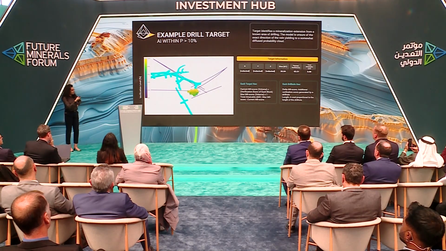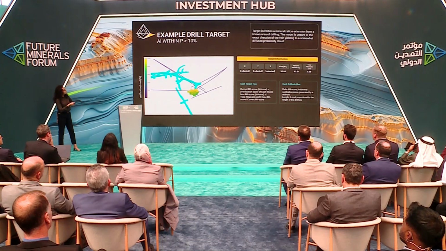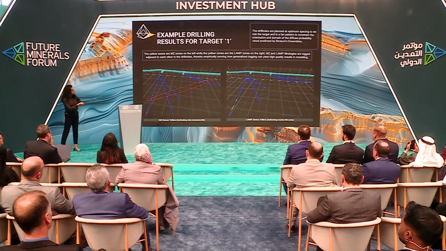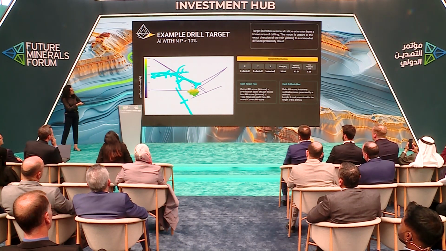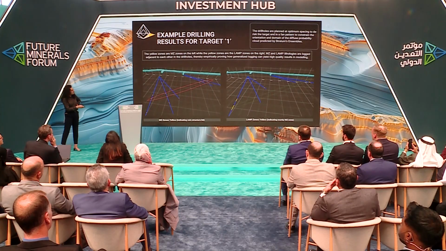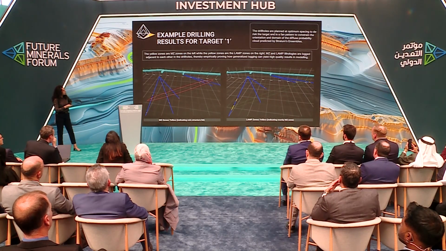So now let's actually look at some drilling that was done. You'll notice this is the before. This is an example drill target. These were some historical holes that were put in. And here are some actual holes that were put down based on our directions. So you'll notice we actually hit this gold vein here that was missed.